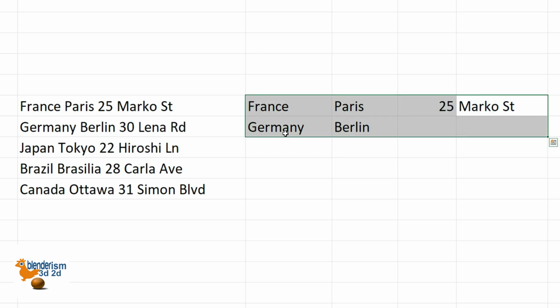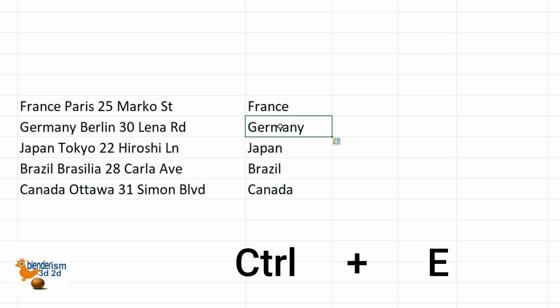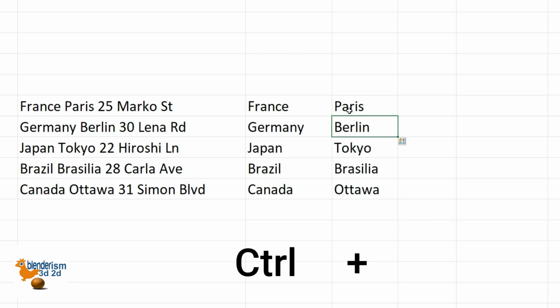Go to the cell after the one you want to unmerge. Start by writing the first word, then go to the cell under it and press Ctrl E. That's it. Then go to the next cell and write the second word. Go to the cell under it and press Ctrl E.